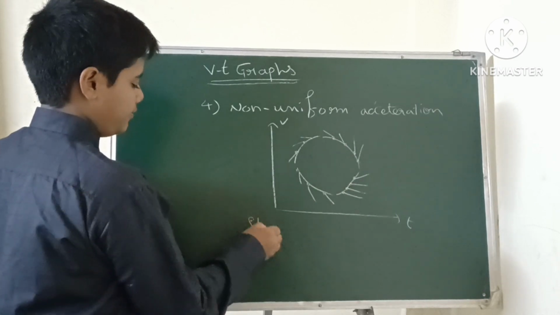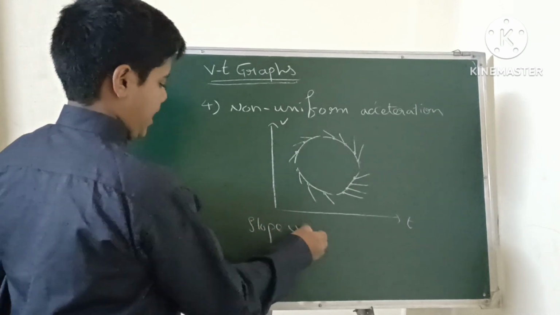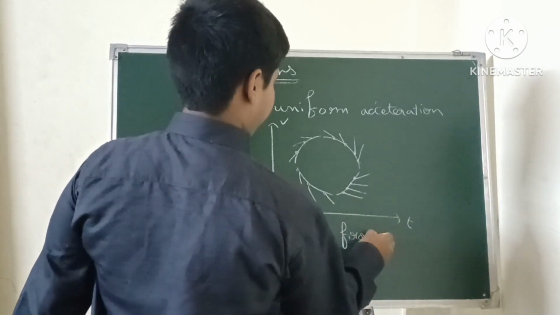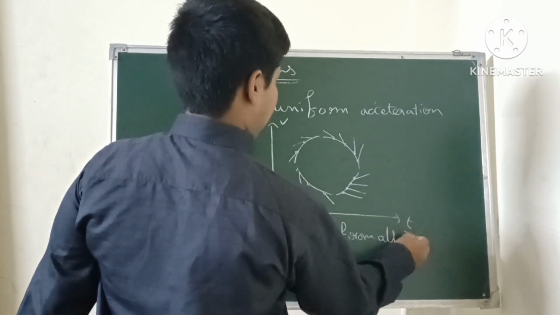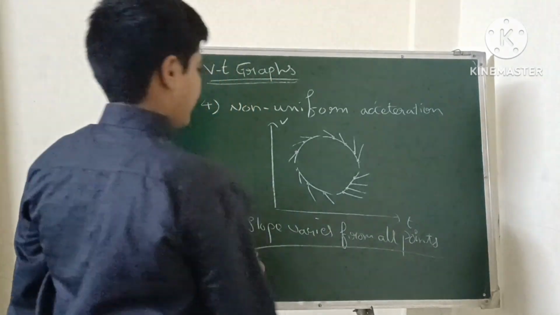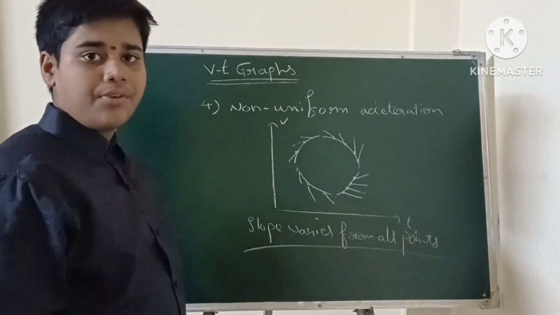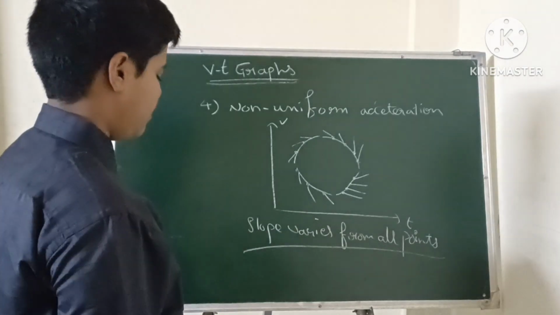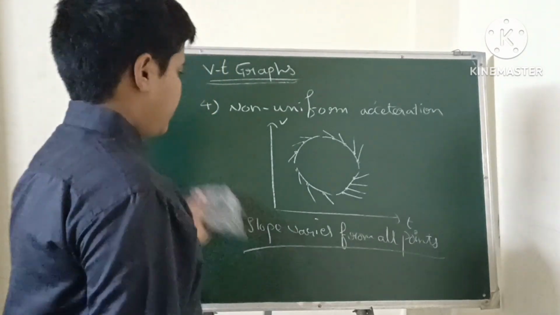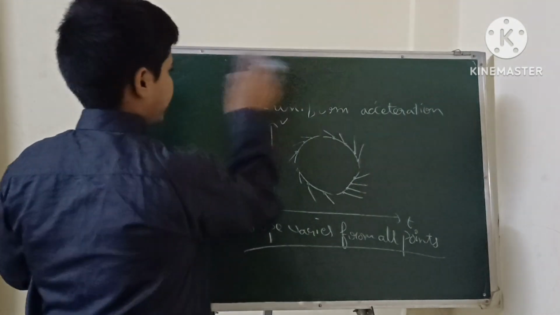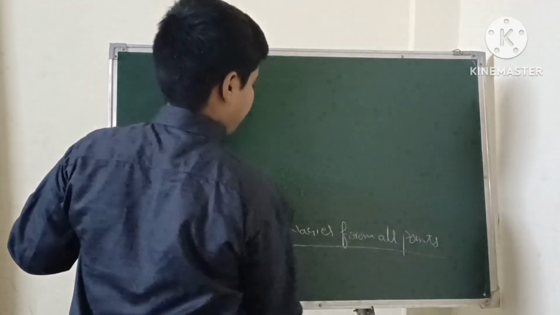The slope varies at all points. So we can say this is a non-uniform acceleration. Okay. So this is the fourth graph. And the VT graph is completed. These are the four graphs.